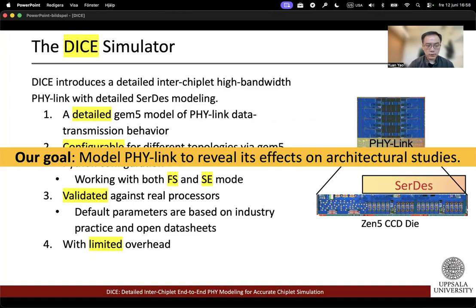Our goal here is not to replace architectural simulation with a circuit simulator. Our goal is to capture the essential PHY effects that are architecturally visible while keeping the simulation overhead low enough for architectural studies.